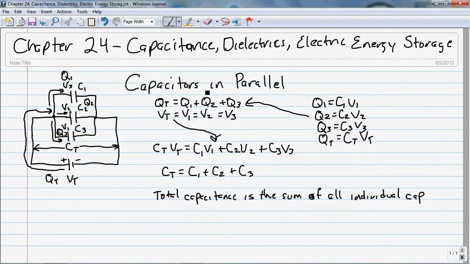My pen quit working. But that's how you get the capacitance of parallel capacitors. Now the next time we're going to work a problem where we're going to mix series and parallel together.